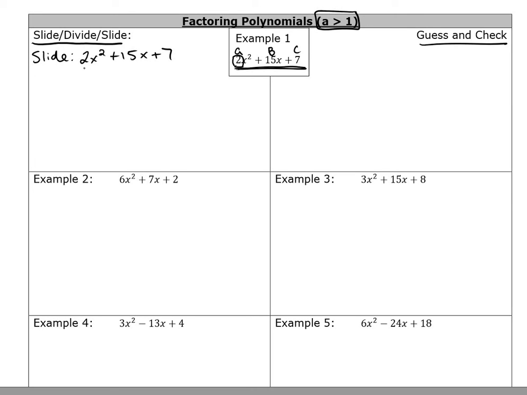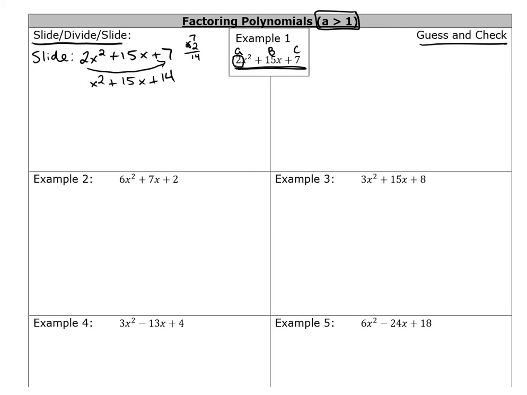The slide is referring to you take the a coefficient and you multiply it times the last term, the c. So in this case that would be 7 times 2, 14. So we're left with x squared plus 15x plus 14. Now that we've slid it down, we're going to factor it like normal. The first term is x squared, so we know we've got to have an x and an x there.